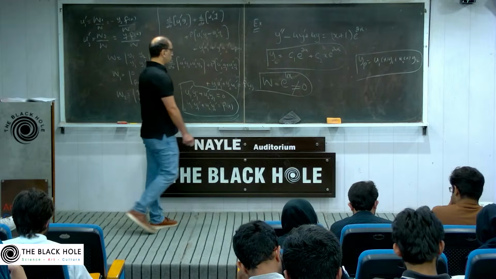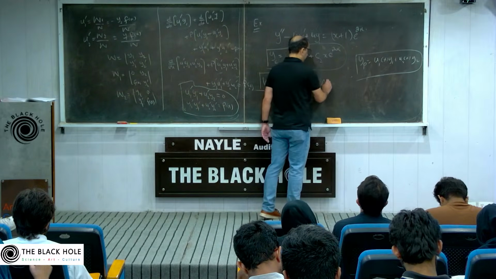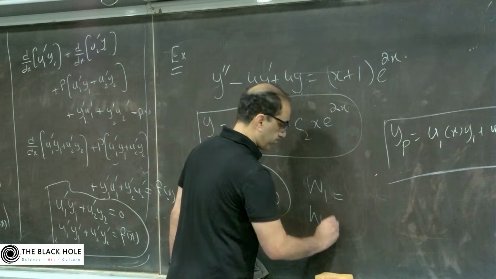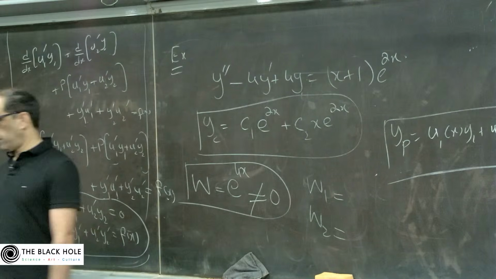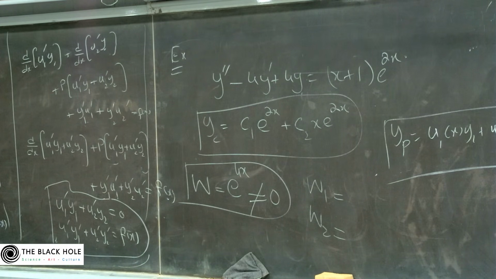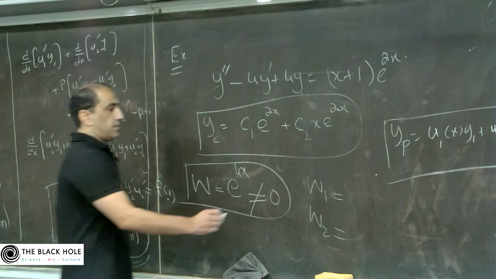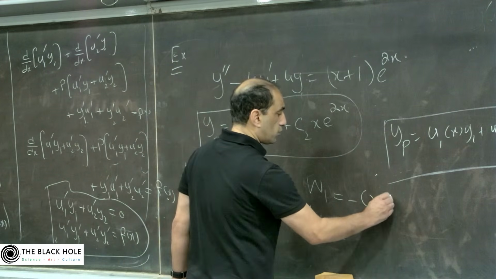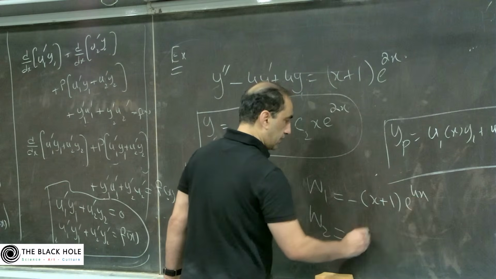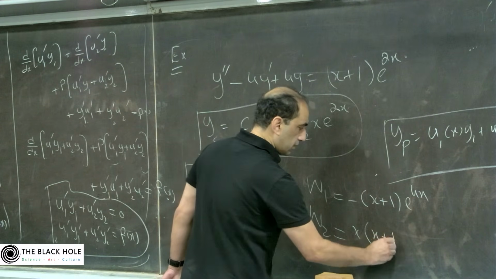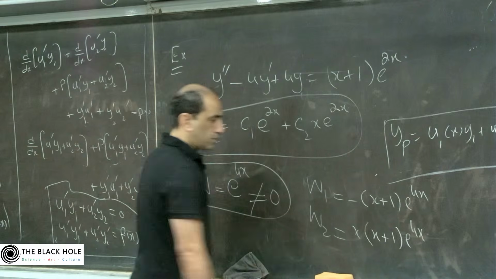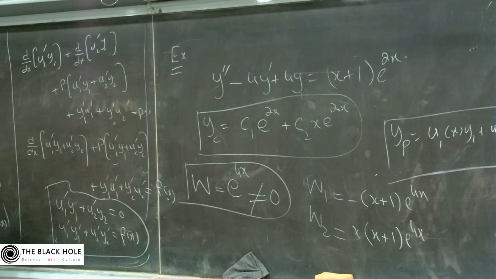Okay, W1, W2, anybody? All right. So it tells me that one is minus x plus 1 e raised to power 4x and the other is x into x plus 1 e raised to power 4x. You guys have got it? Anybody?